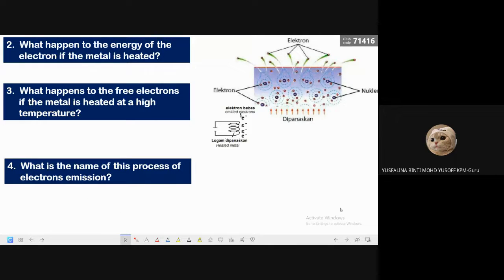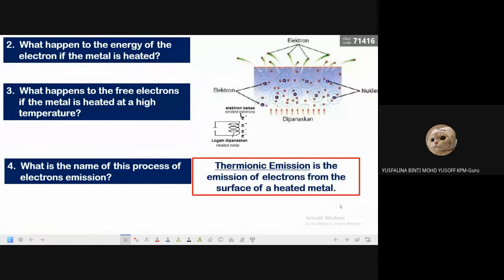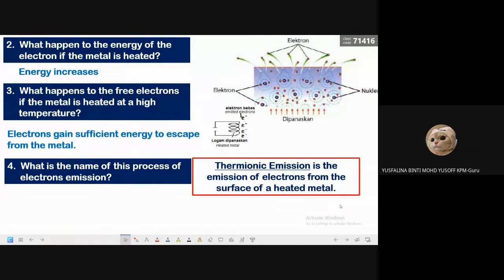Okay, what happened to the energy of the electron if the metal is heated? Of course the energy will be increased. And what happened to the free electrons if the metal is heated at high temperature? High temperature means you give heat energy to the electron, so the electron will gain sufficient energy to escape from the metal. And what is the name of this process of electron emission? We call it thermionic emissions.